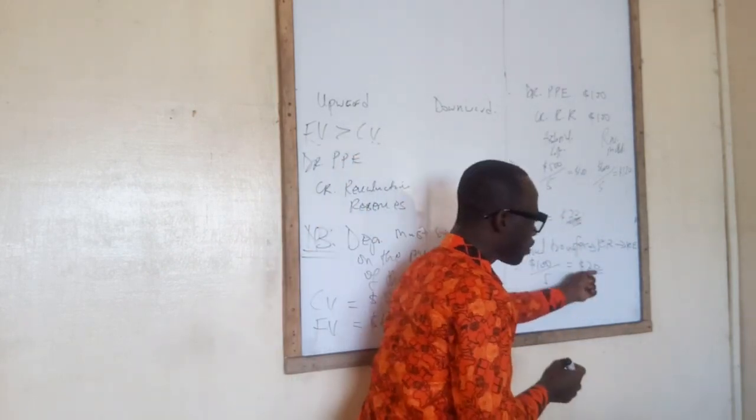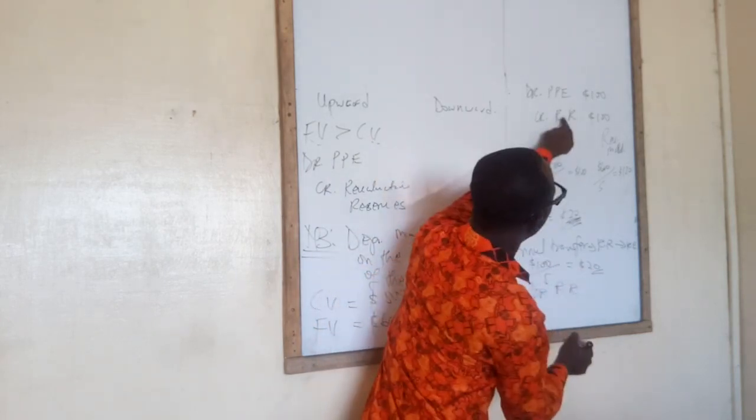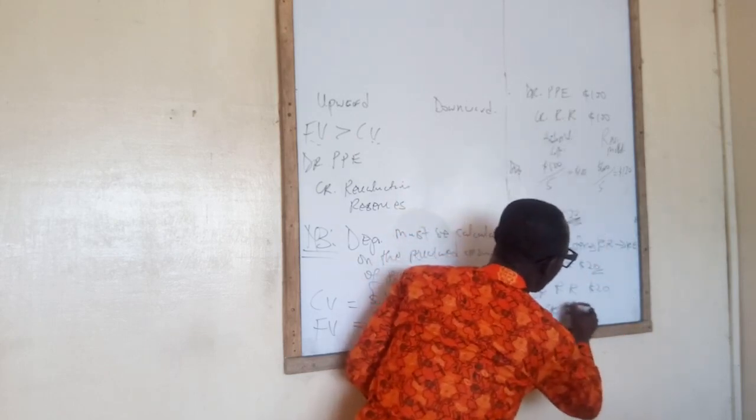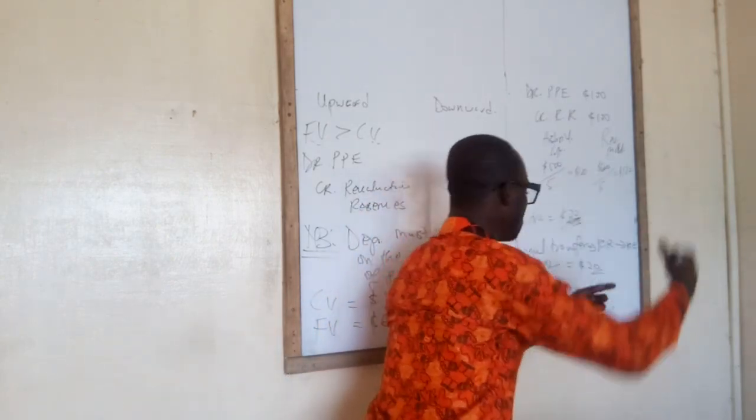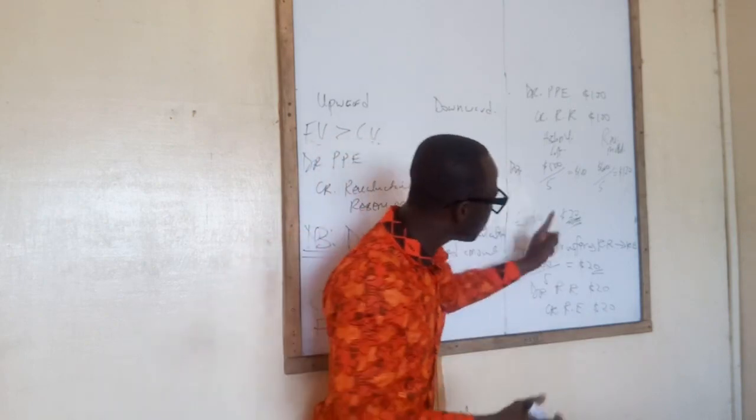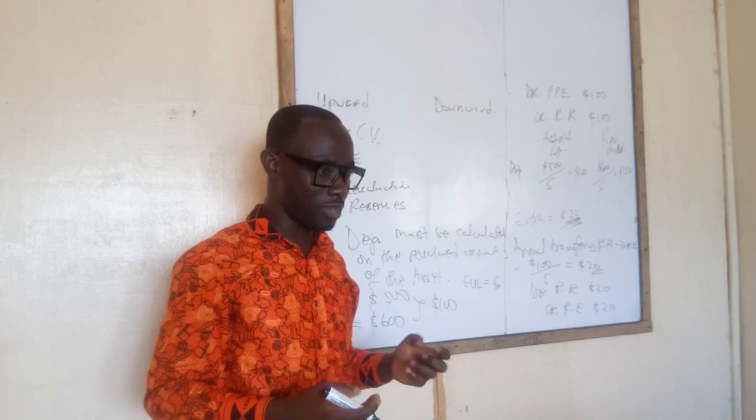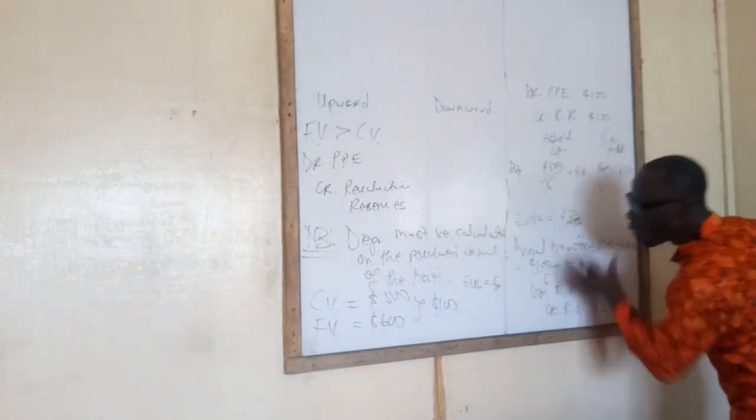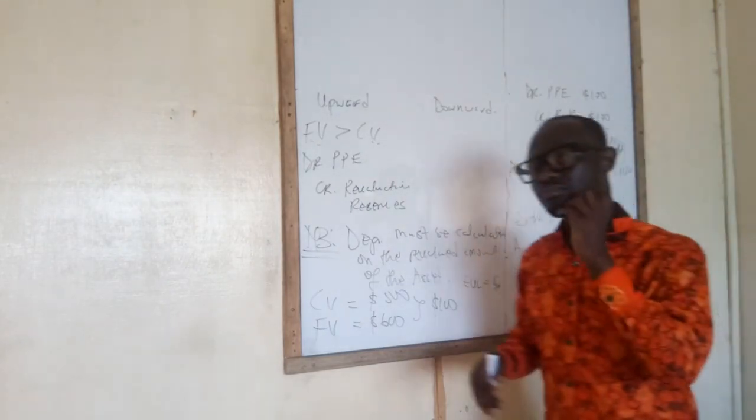So the double entry for this now becomes: you debit the revaluation reserve to reduce it by 20, then you credit your retained earnings with the 20. So your retained earnings will now increase, because dividends are paid out of retained earnings. This is what we do when there is upward revaluation. Does it make sense? But this is not always done. It depends on the question.